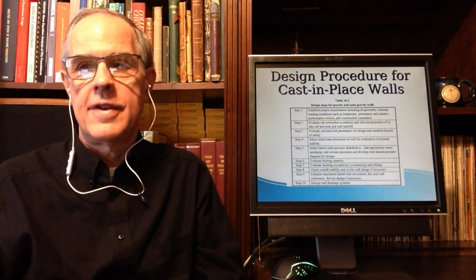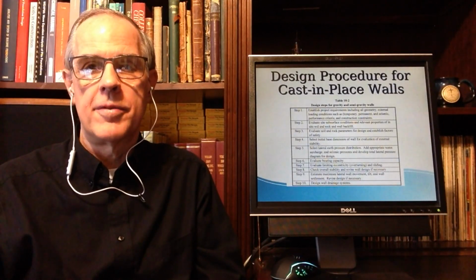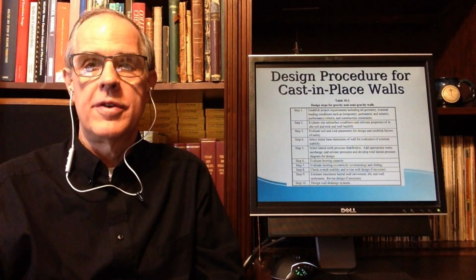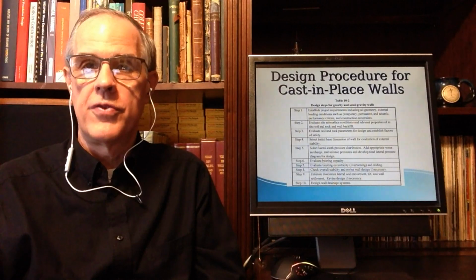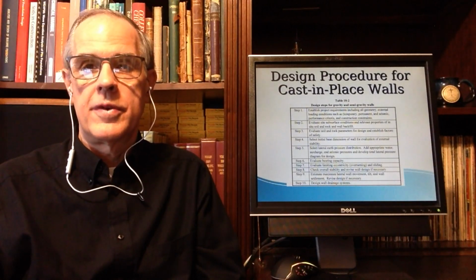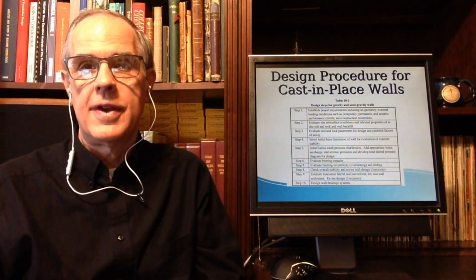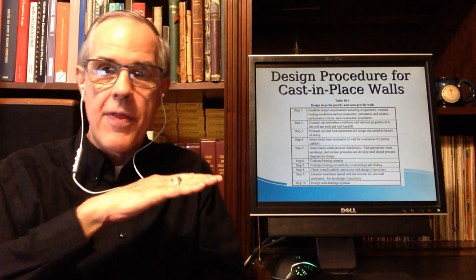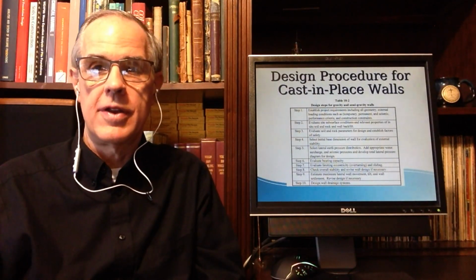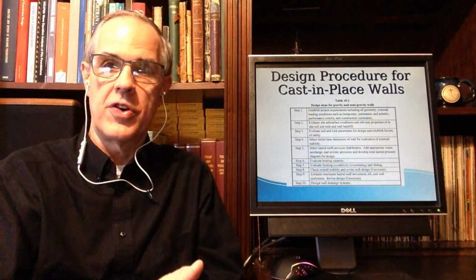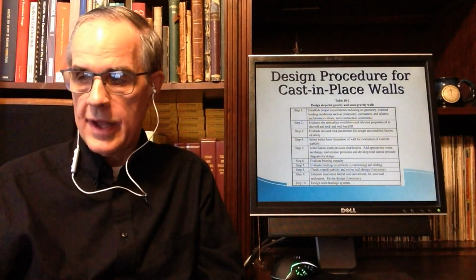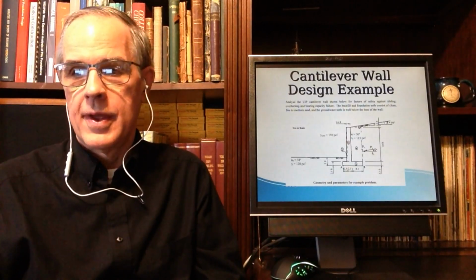And here's a nice step-by-step design procedure for cast-in-place walls. These walls are cast in place with their reinforcement. Like any other, there's going to be some tension, so it needs to be reinforced. There's also usually a mat at the bottom for the bearing capacity, and the vertical and horizontal reinforcement are generally tied together.